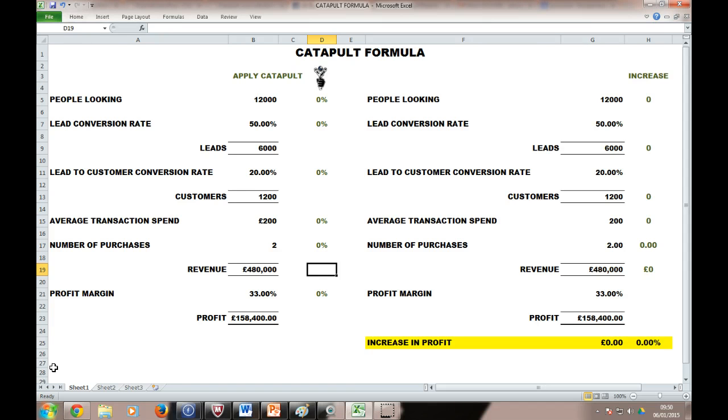I'm going to run you through the Catapult Formula now to show you how it can help your business double, triple, even 10 times your profits. So, without further ado, let's get straight into it.